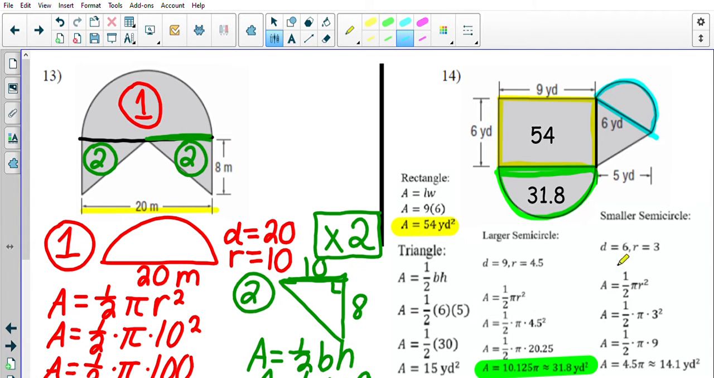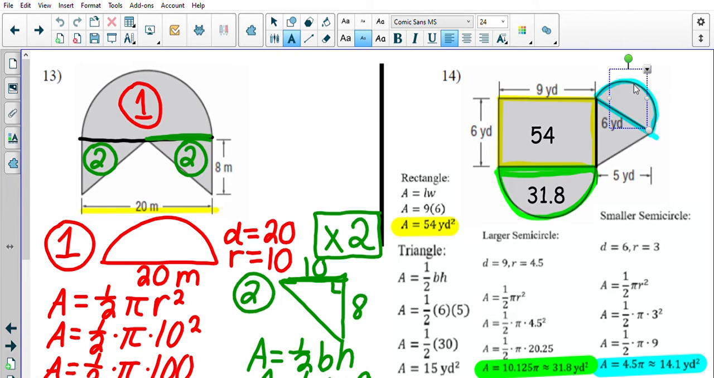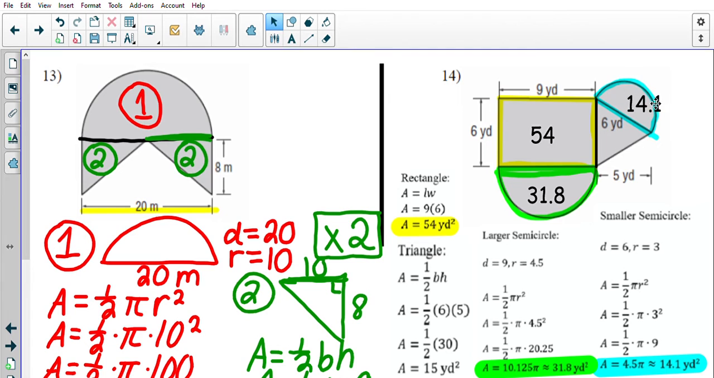So don't forget, since it's a half circle, we're going to do half pi r squared, which is half times pi times 3 squared, again, the radius squared. We end up getting about 14.1 square yards for the area of that smaller semicircle. So I'll type that in up here. That's about 14.1. And then the last one is our triangle here.